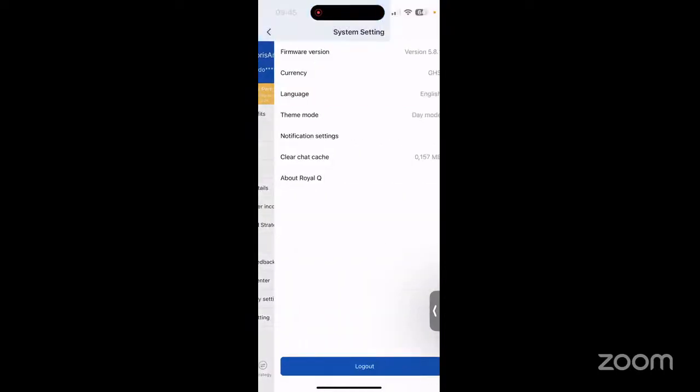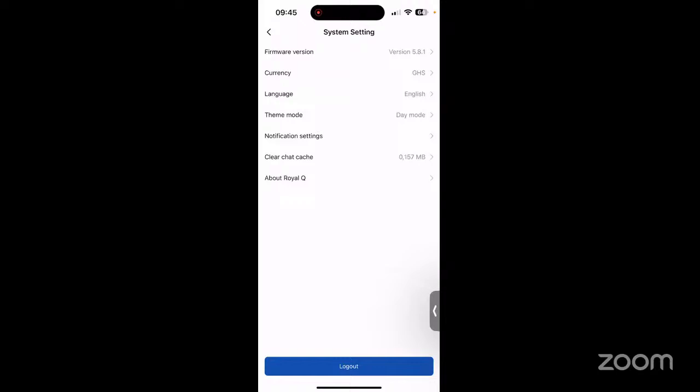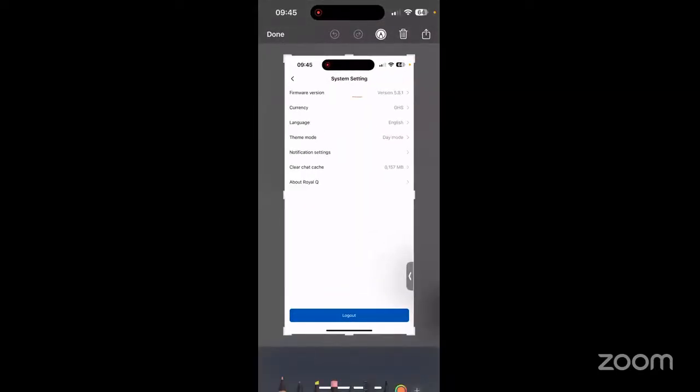Okay. System setting. You'll be able to see the latest version of your app. If it's not up to date, you will not get the necessary features you have to get. So you just have to go to your app store and update it. Sometimes you see a red dot. Once you tap on it, go and update it.